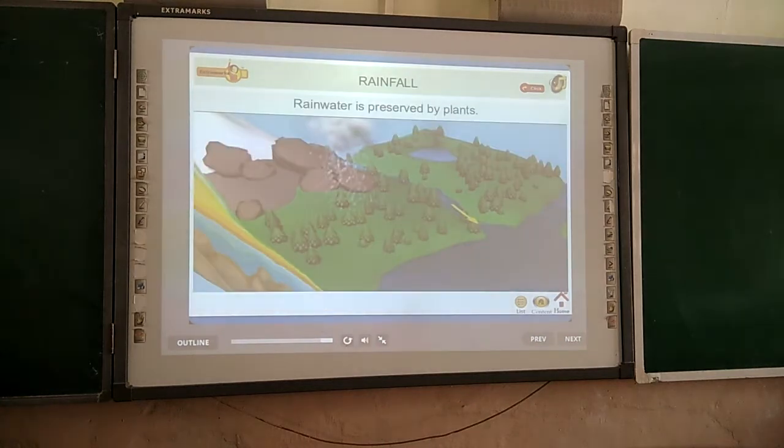Plants help preserve water. When trees and hillsides are cut, rainwater flows down the bare mountains and can cause floods in the low-lying areas.